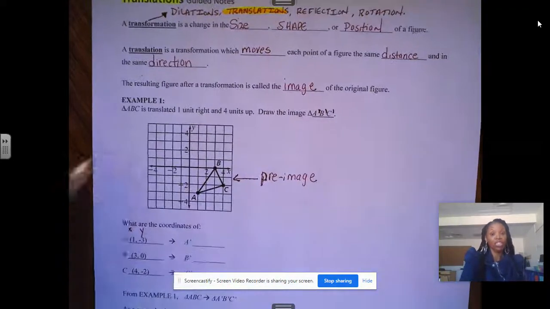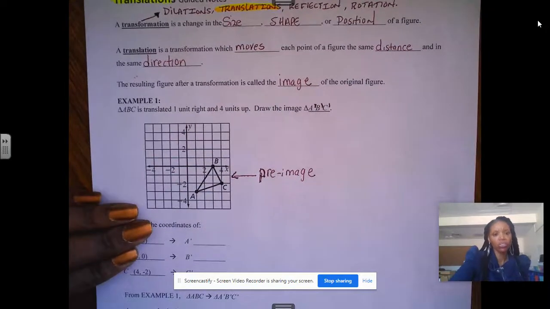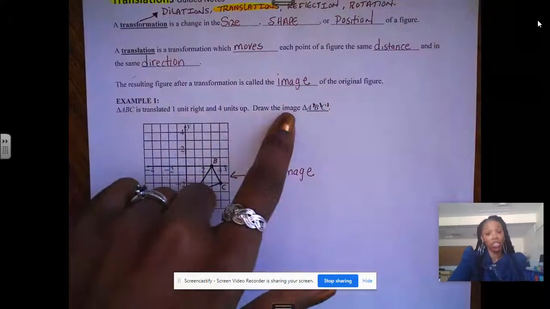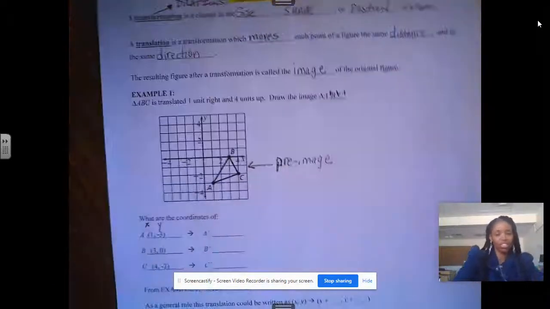A translation is a transformation which moves each point of the figure the same distance in the same direction. And when we do the math, it'll become easier. The resulting figure after the transformation is called the image of the original figure. So let's start with the example.